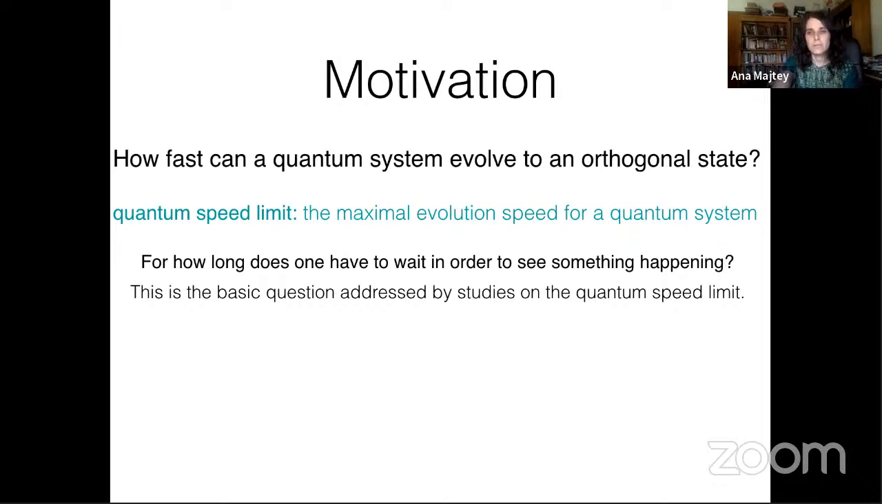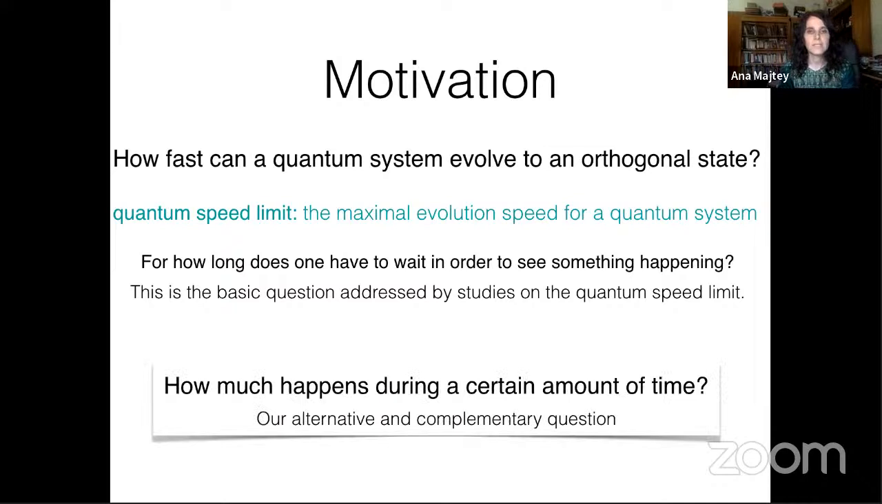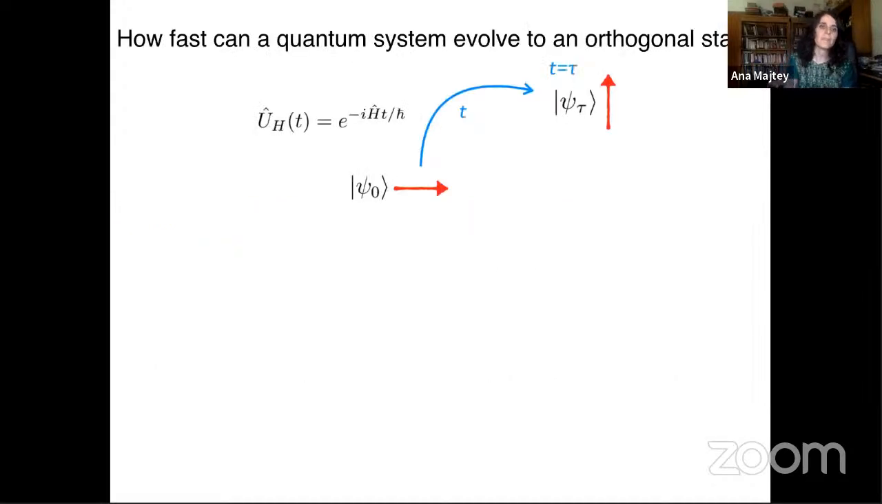Our alternative and complementary question is how much happened during a certain period of time. This second question is the one I will address in this talk, but let me first comment briefly on some ideas behind the quantum speed limit. The problem of optimal evolution has attracted a lot of interest, because besides its intrinsic interest as a fundamental question, the time limitation associated with quantum evolution also has practical implications. Several works focus on the limits imposed by the basic laws of quantum mechanics on the speed of information processing and information transmission.